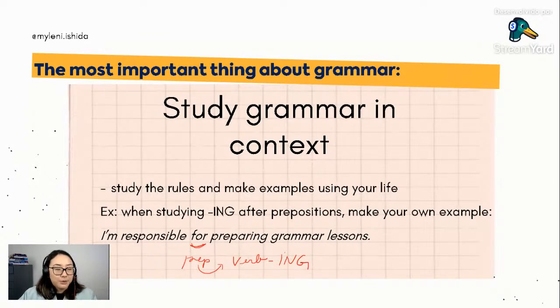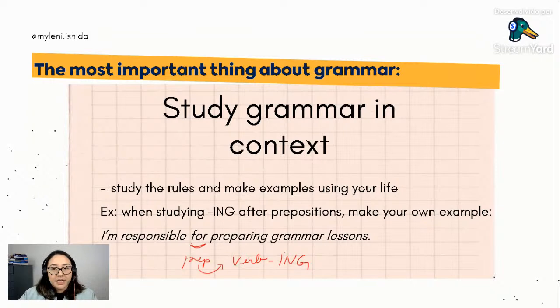So what do you do? What's your profession? You will say, I'm an engineer, for example, I'm a finance analyst. But what do you do? So what are you responsible for? You are going to write I'm responsible for and a verb with ing.